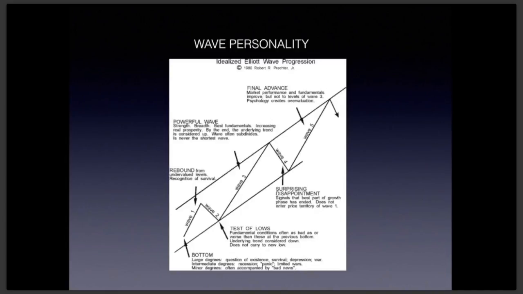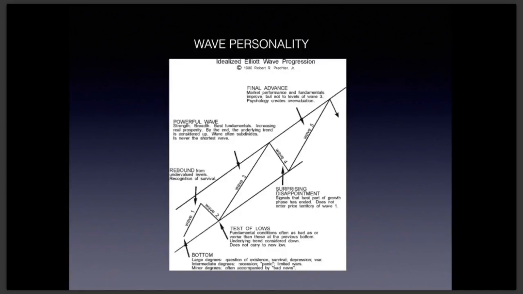So it holds at wave 2, and then with a rebound in wave 3, this will be the most powerful wave, from wave 2 to wave 3. It will be the longest wave. This is where most of the money is made. In this move the fundamentals will be the best, with increasing real prosperity. Everyone is making money, and by the end the underlying trend is considered up. The wave often subdivides, and it's never the shortest wave.